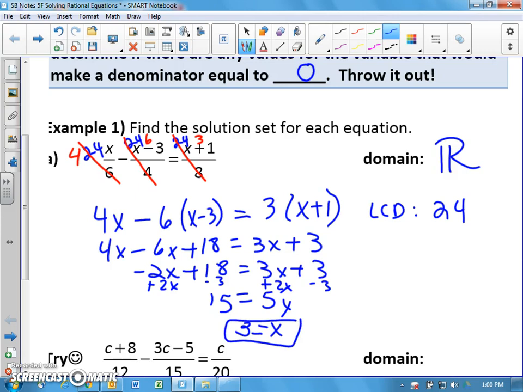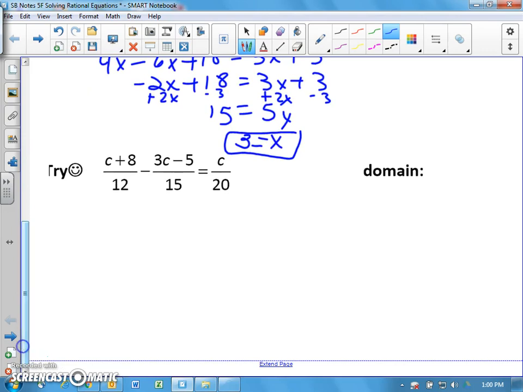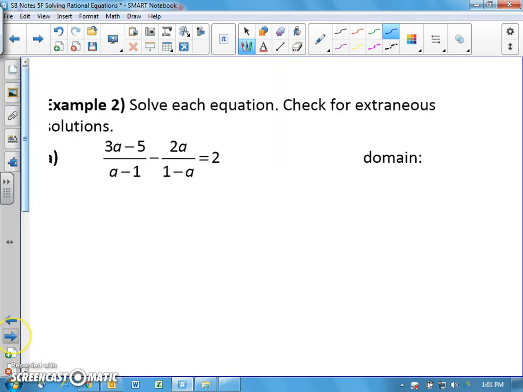Now you give the next one a try. Stop the video, and when you're finished, you can resume the video. We'll check this problem in class. Okay, you should have this problem finished. So we're going to move on and look at example 2.